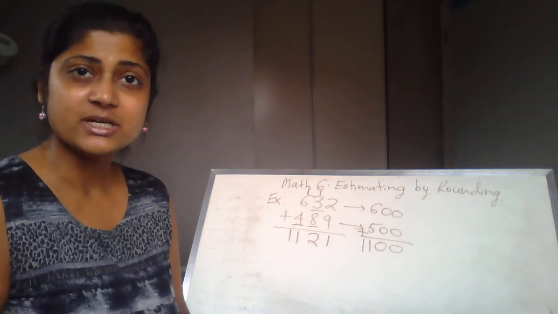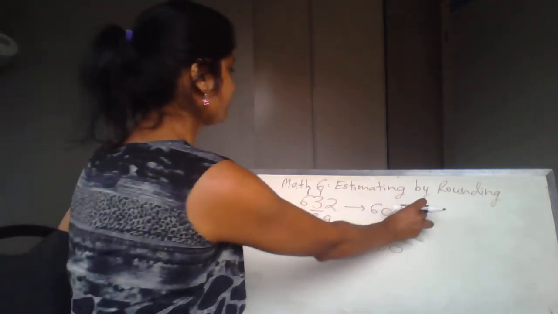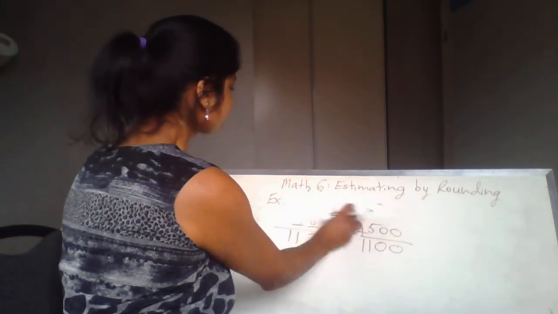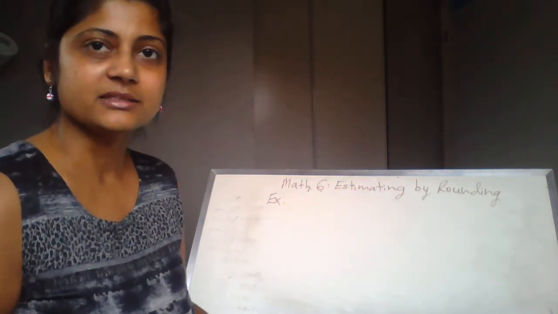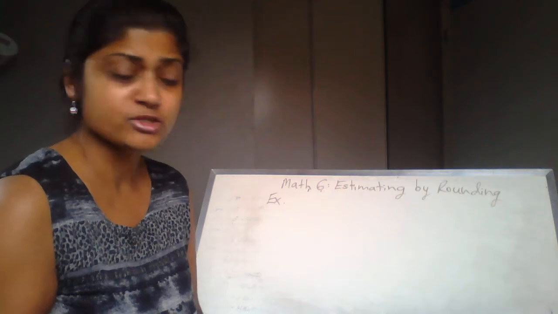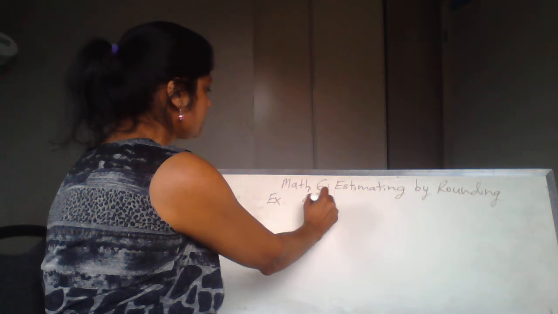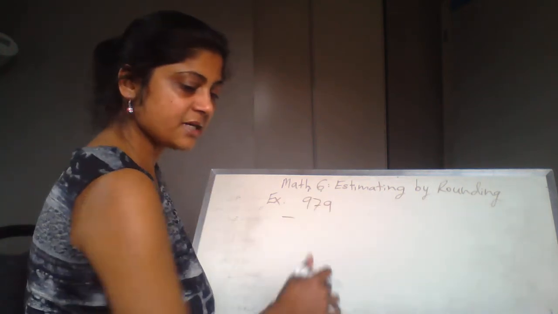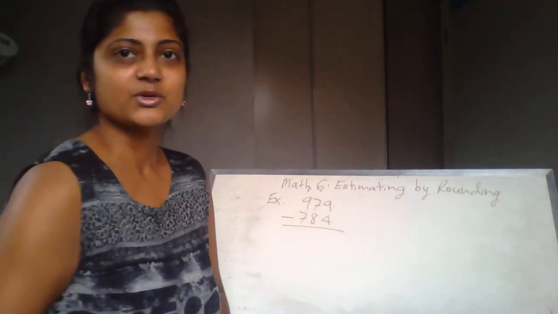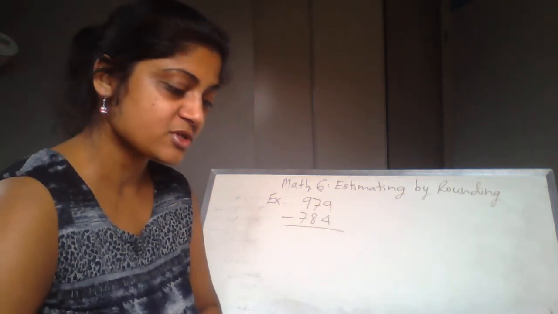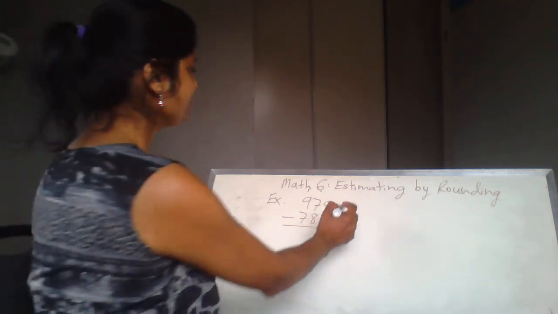Okay, so with that, let's try a couple of questions where we are actually subtracting the two numbers. So I'm going to take this off. Like I said, the subtraction is basically the same method here. You're just going to be subtracting the two numbers. So let's try 979 minus 784. And again, we're just going to round to the nearest 100 to estimate our answer.